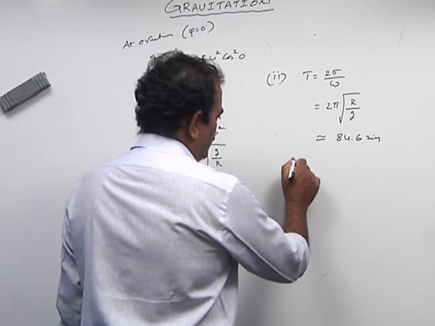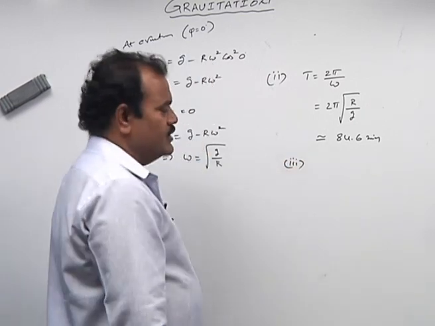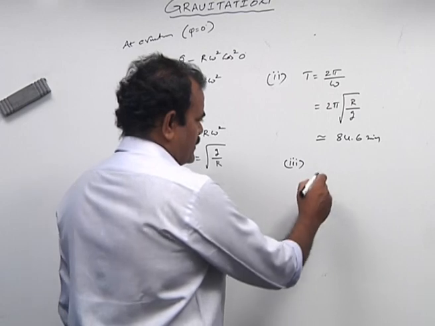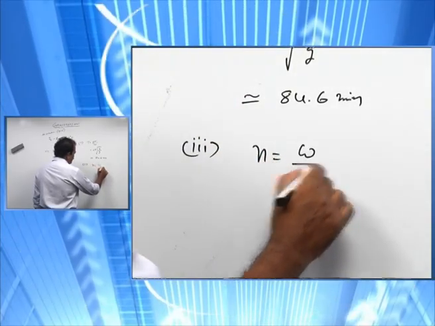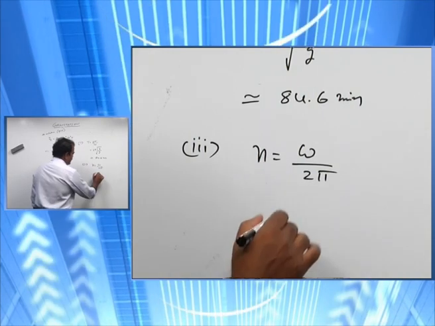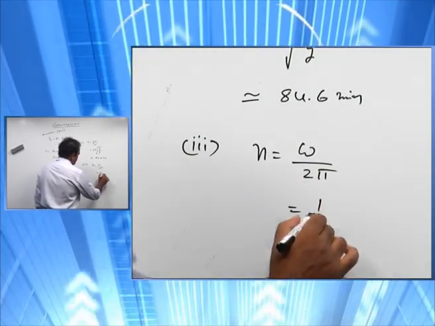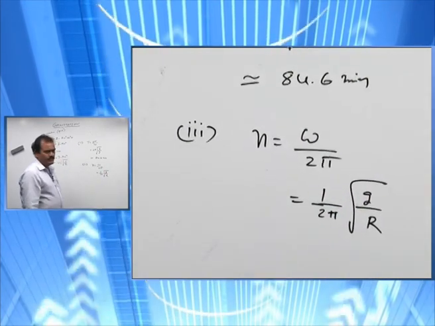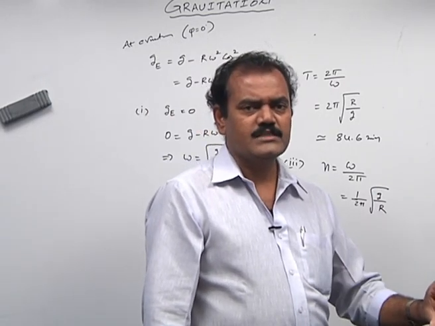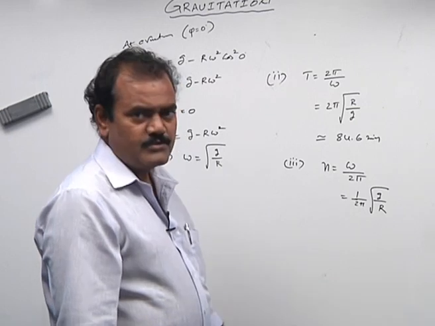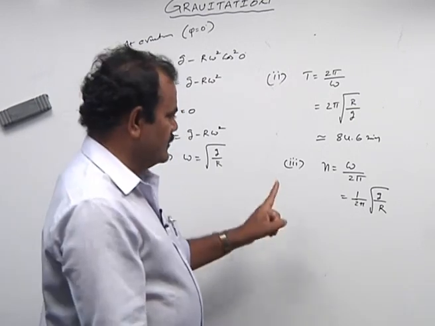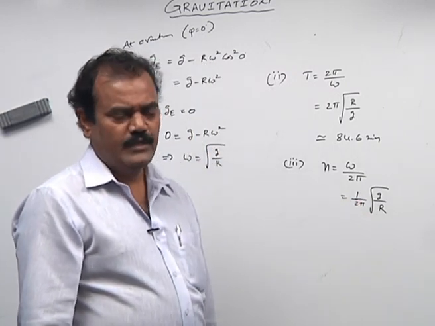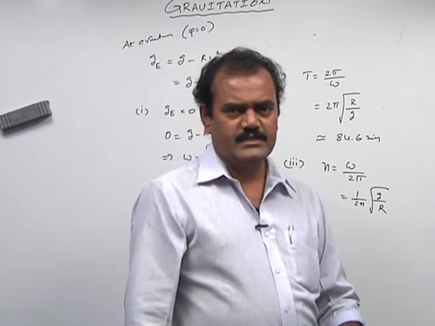Now we are coming to the third one. What should be the frequency of self-revolution of Earth? For that we take n is equal to omega by 2 pi, that means 1 by 2 pi times square root of g by r. In that case we get that value if Earth rotates 17 times faster than the present speed. Then automatically small g becomes 0 at the equator, meaning the particles at the equator experience weightlessness.